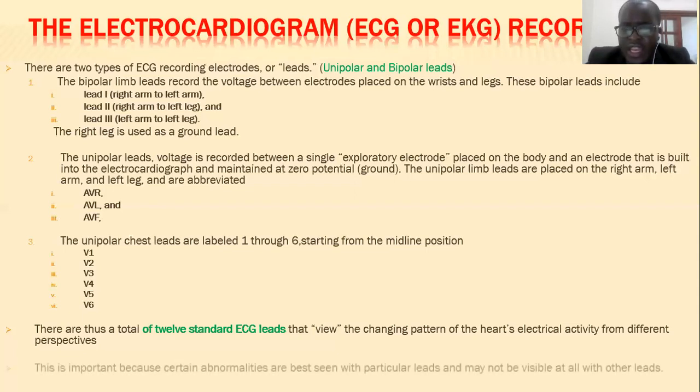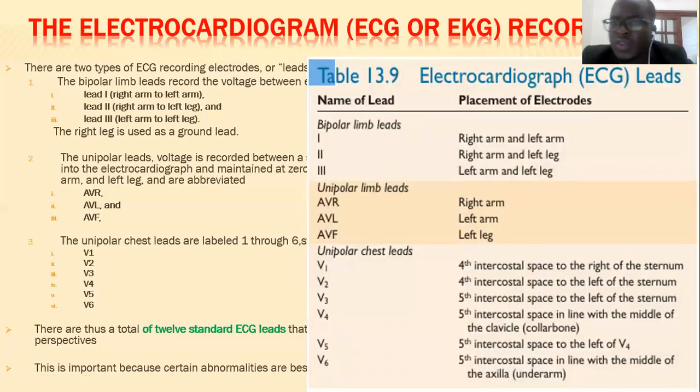Here is some extra information on how you place the electrodes. Here you have the name of the lead and also the placement of the electrodes. So it's basically the same information. You have the bipolar leads 1, 2, 3, and I've already explained how to connect them. Then you have the unipolar leads, which I've also explained. So you have the AVR on the right arm, the AVL on the left arm, then the AVF on the left leg. Then you have the chest leads starting from V1 to V6.